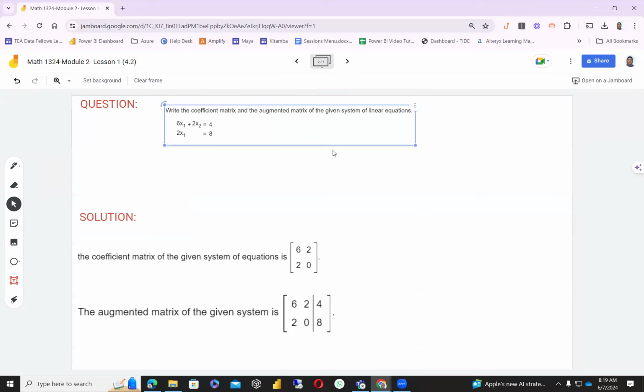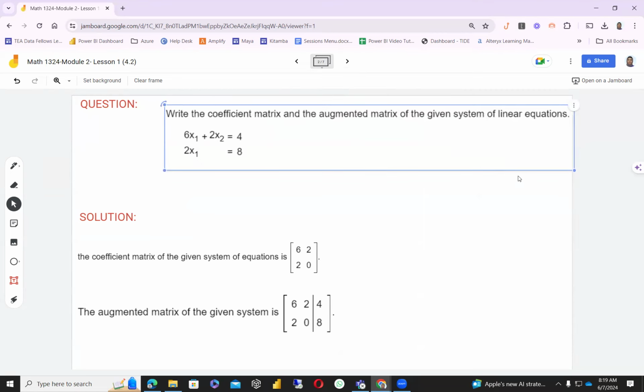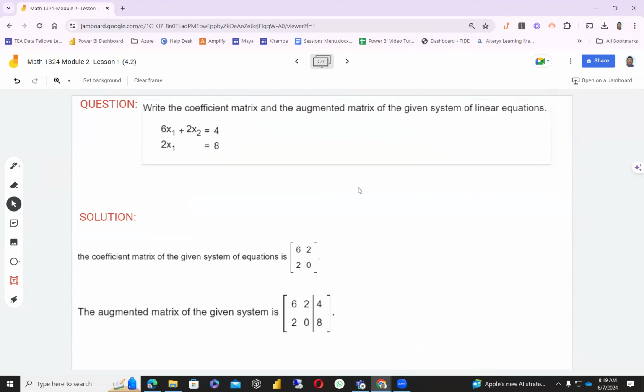Question 2. Question 2 is the same idea, but we have something different here. We're going to again write the coefficient matrix and augmented matrix. So the first line, x1 has 6, x2 is 2. But when you look at the second line, x1 has 2. Since x2 is missing, you need to substitute a 0 for the missing value. That's how you find the coefficient matrix.